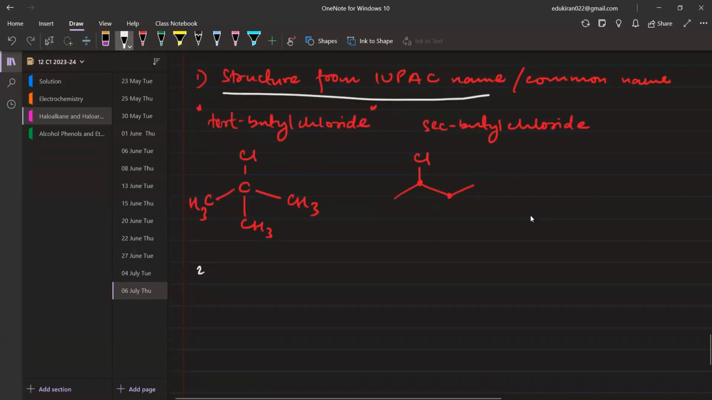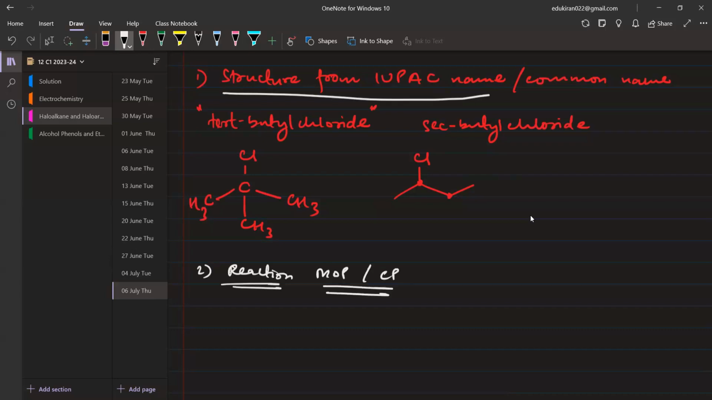The other thing that you should know is the reactions. For haloalkane haloarene, you should know the MOP and the chemical properties. All of these reactions should be there in a sheet. Right now, it should be in a sheet at least. But after a while, once you're done with this chapter and you have practiced all of the conversions, then the method of preparation and chemical properties should be there in your brain.